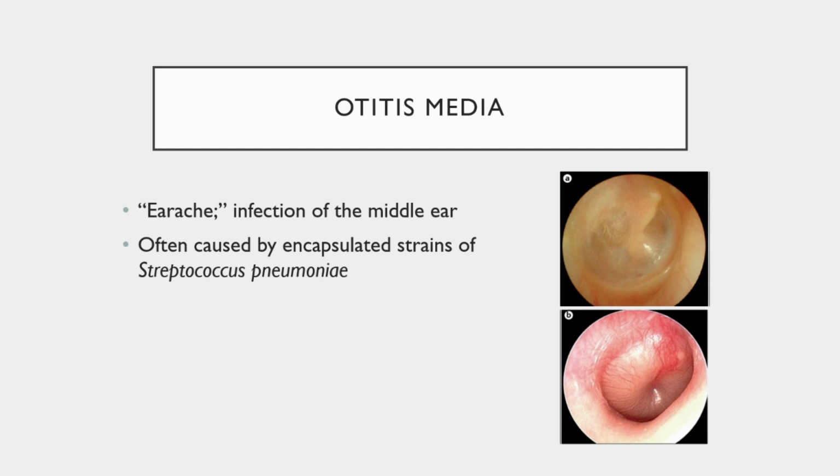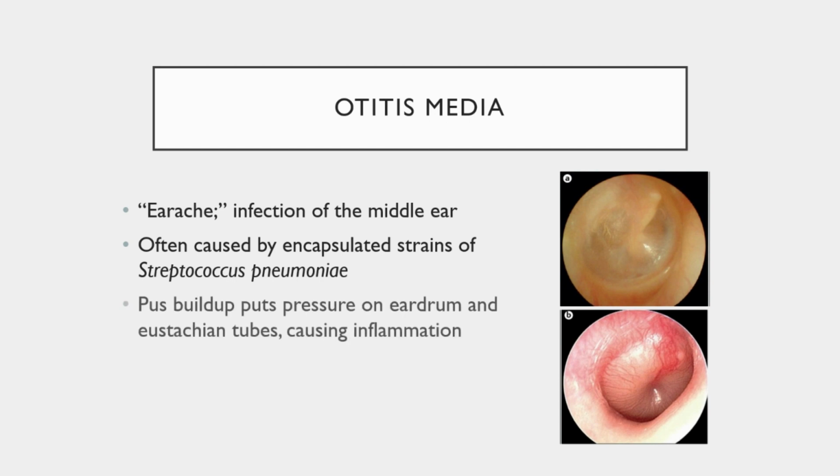Streptococcus pneumoniae, and specifically Streptococcus pneumoniae within a capsule, is very commonly the cause. The result of this infection is pus buildup that puts pressure on the eardrum and the eustachian tubes, which leads to inflammation, as you can see in this image of a normal eardrum on top versus one in an infected individual on the bottom. And the local infection can also often lead to other systemic signs and symptoms like fever, vomiting, intense pain in the ear, of course.